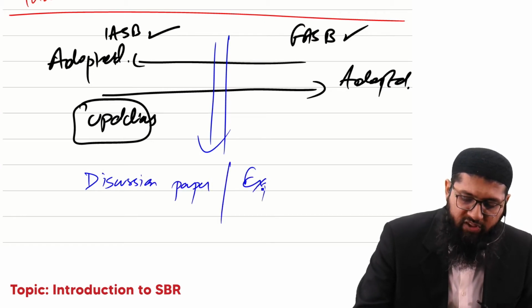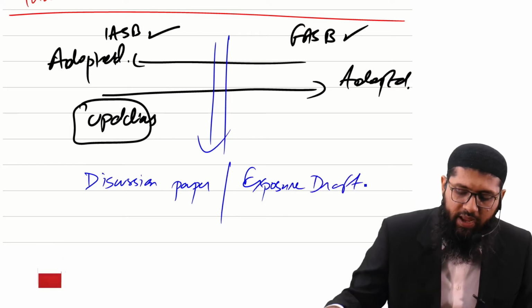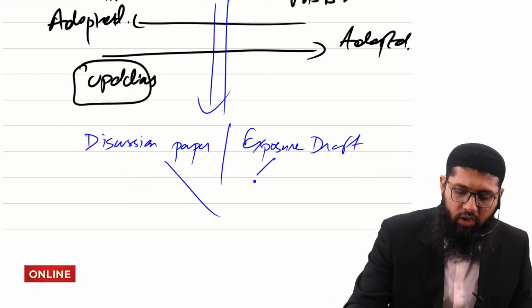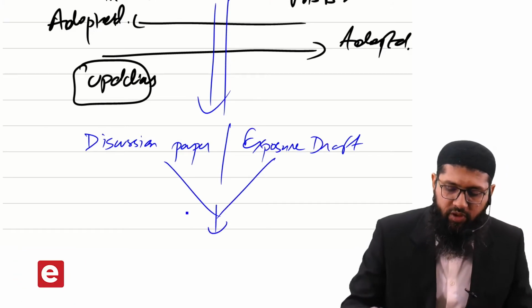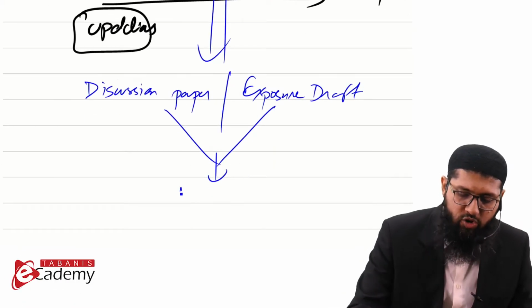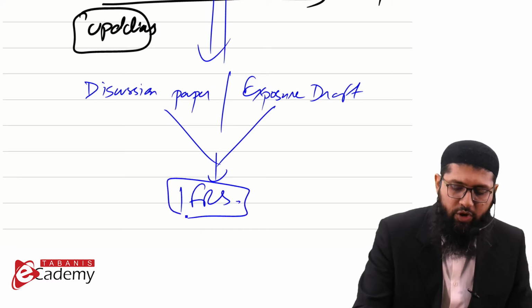They issue an exposure draft. And then it goes on to become an accounting standard. And then it goes on to become an IFRS. Now, what do we mean by this?